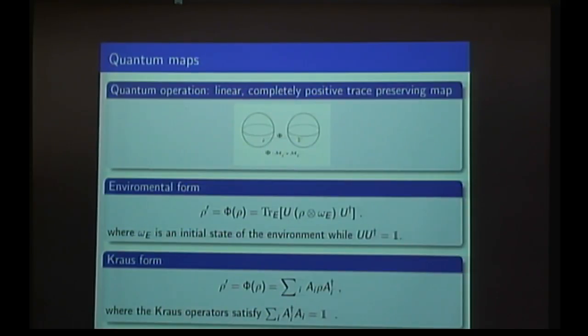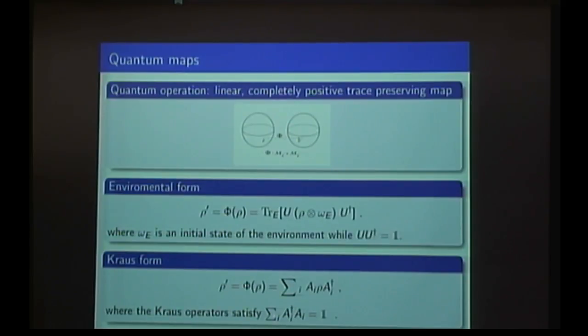And then in physics, you can say, oh, you can take your state and extend it by an environment, and allow a unitary matrix to couple those two subsystems and take the partial trace. So in this way you have a non-unitarity.